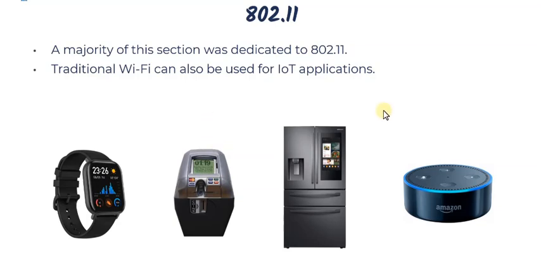Now, additionally, things within our house that don't use Z-Wave, they're probably going to be utilizing either Bluetooth or 802.11. So a very good example would be a refrigerator. That's a smart refrigerator that connects to our wireless network. That's going to be connecting via 802.11, and things like the Amazon Echo that would be utilizing 802.11 as well.